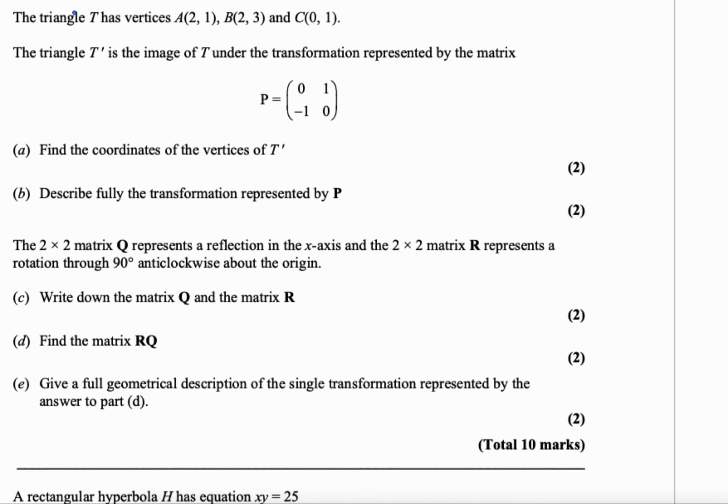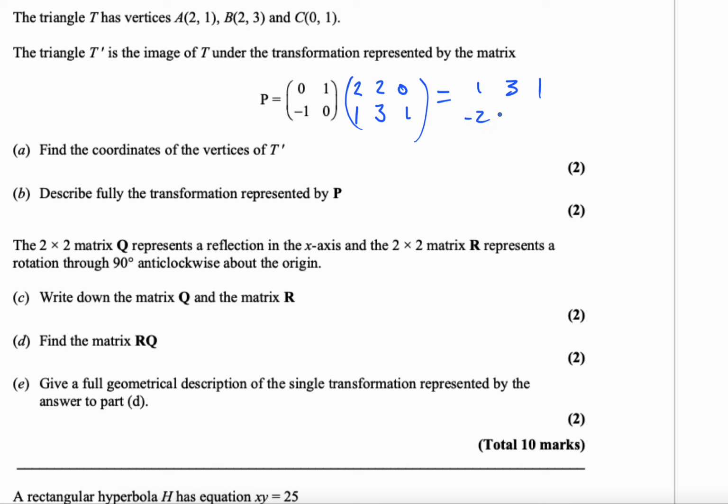Okay, a triangle has vertices 2, 1, 2, 3, and 0, 1. Triangle T dash is the image of T under the transformation represented by P. Find the coordinates of the vertices of T dash. X becomes Y, and then Y becomes negative X. It's great, isn't it, when you can look at it and you understand it rather than you have to do it. Oh, this is a 2 by 2. That's the matrix of the triangle.